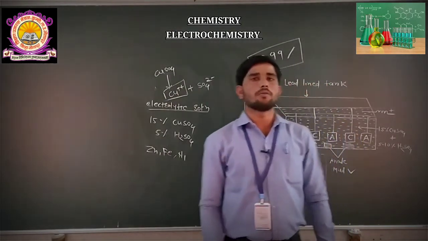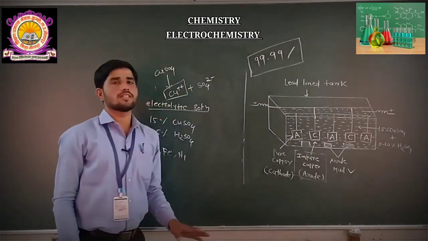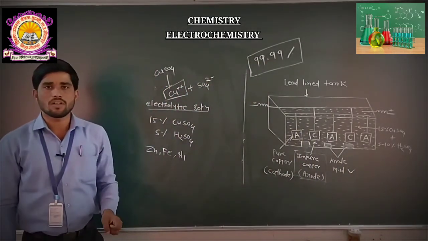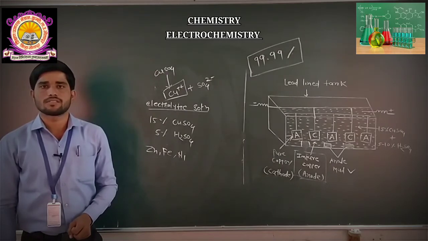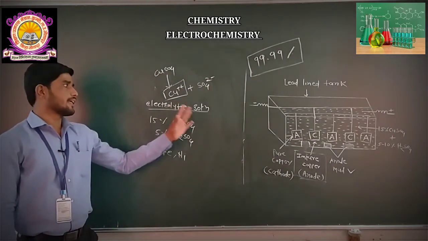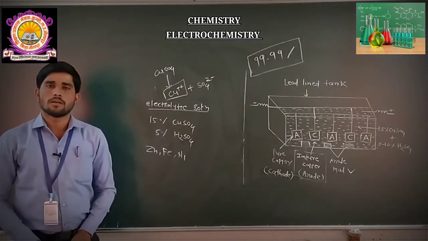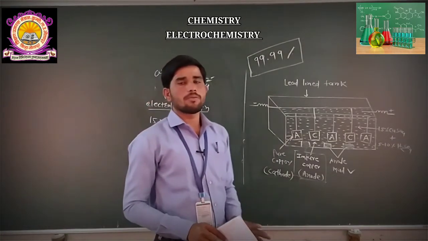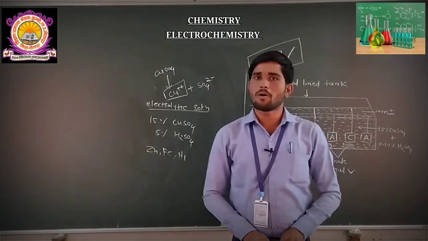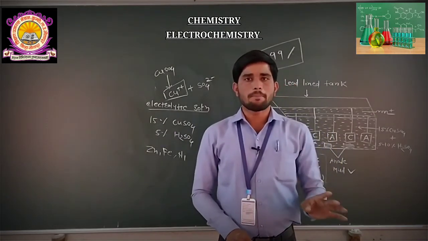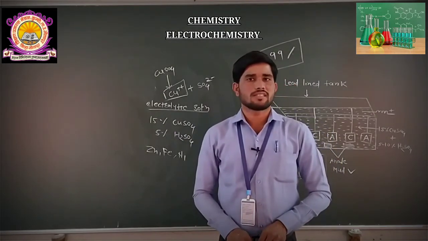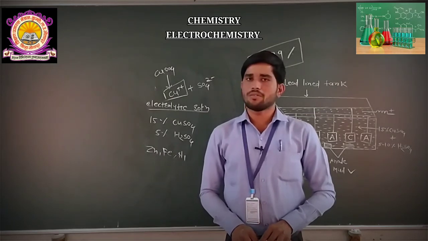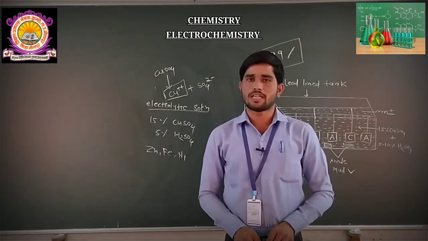So this is all about the electro-refining process and its example, the electro-refining of blister copper, meaning electro-refining of impure copper. This is all about the application of electrolysis, the second application, electro-refining. Thank you very much.